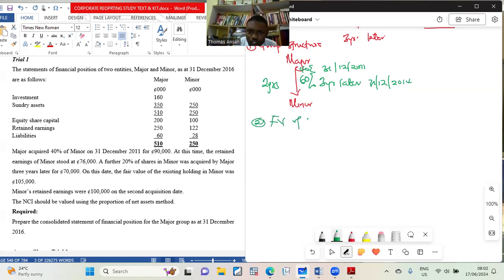Fair value of net assets of the subsidiary. In this case, our subsidiary is minor. So we will do at acquisition, at reporting, post-acquisition. For those of you who don't know, I am somebody who didn't really attend classes of this sort when I was writing my CA in Ghana.